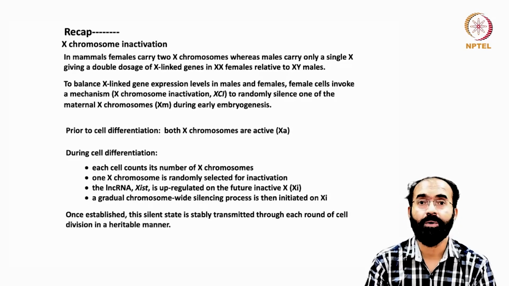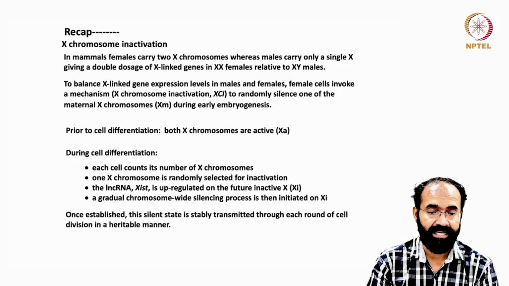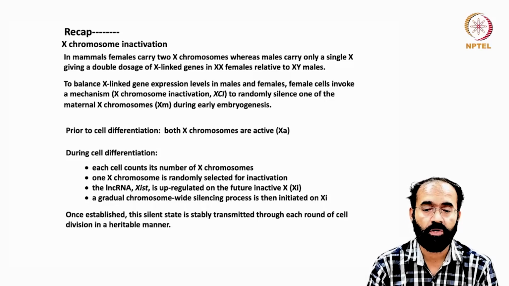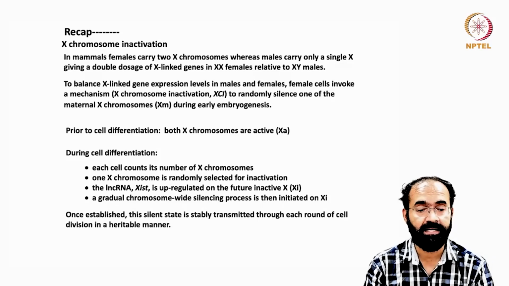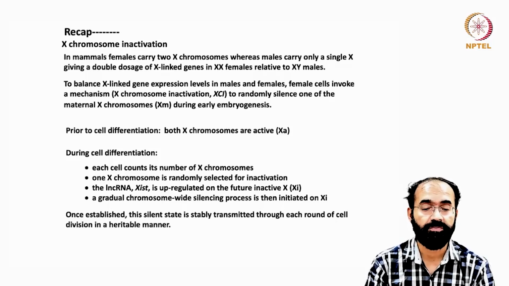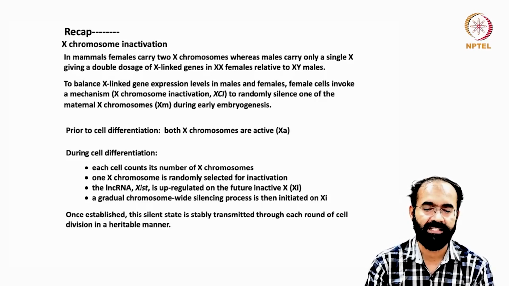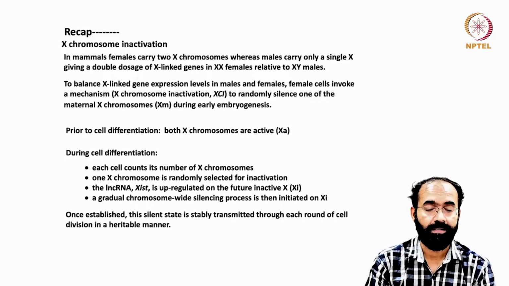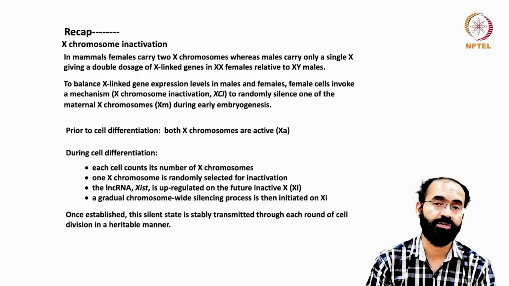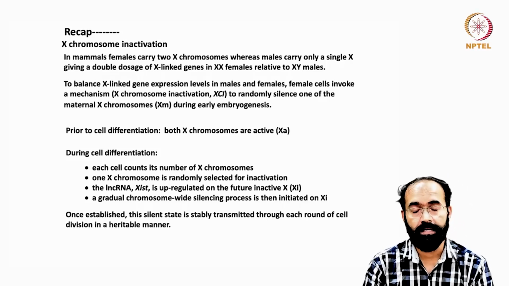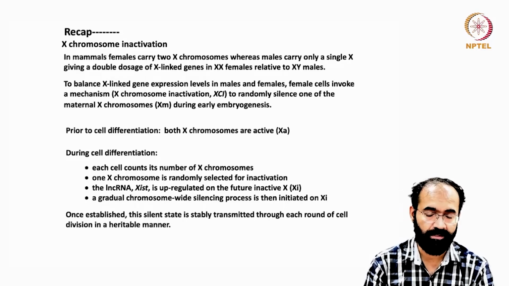So let us have a recap of what we have already seen. X chromosome inactivation. In mammals, the females carry 2 X chromosomes, whereas the males carry only a single X, giving a double dosage of X-linked genes in XX females relative to XY males. So this is the principle behind it. To balance the X-linked gene expression levels in males and females, female cells invoke a mechanism called X chromosome inactivation, or XCI, to randomly silence one of the X chromosomes during early embryogenesis. So it depends, later in the organism either paternal or maternal will be silenced.